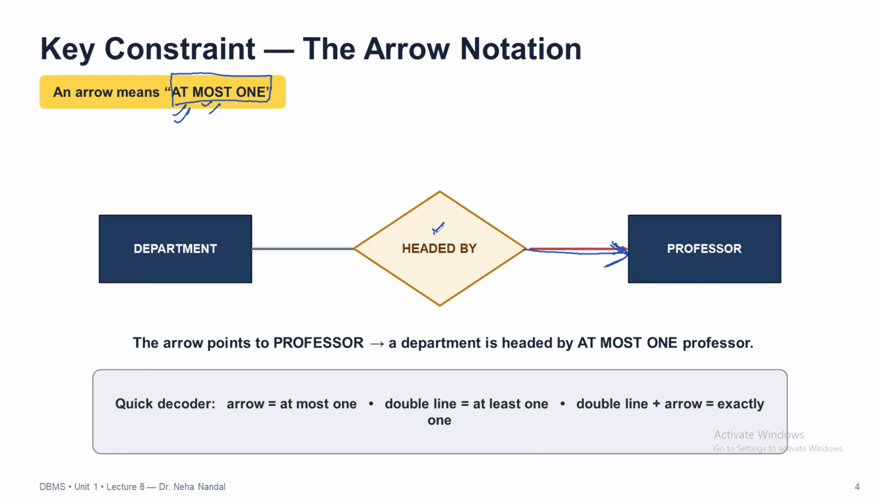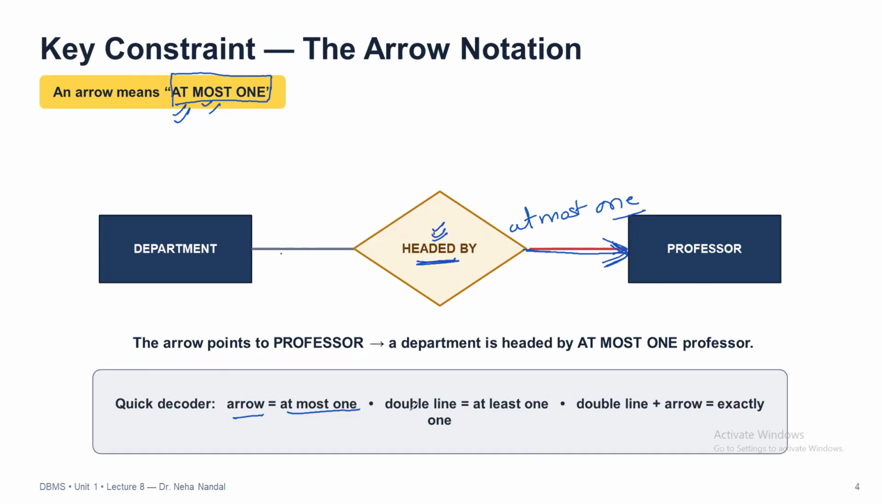Department headed by, because the relationship we are taking here is head. So there will be only one head of the department. And if you want to show that in your ER model, we have to show it with the arrow, because it is showing it can have at most one professor who will be represented as the head of the department. So here is the decoder that you can remember.